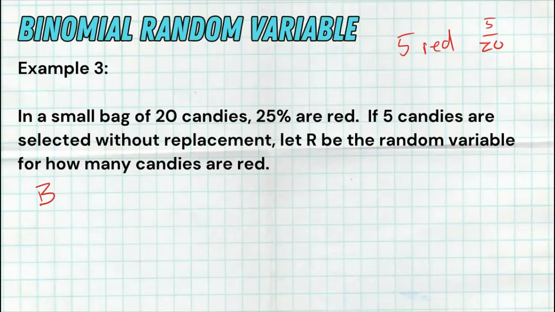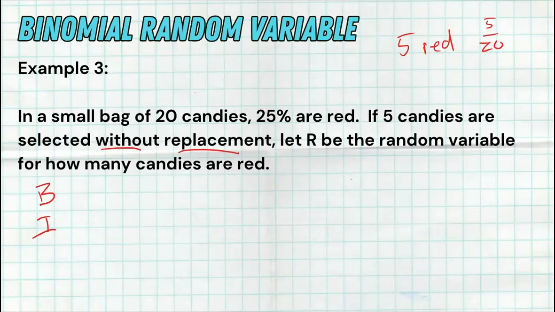Okay, let's check our bits. Is it binary? Yes, the candy's either red or it's not red, so that checks out. Is it independent? Does the probability stay the same? And does each trial not have to do with the next? Well, this is where we run into a problem again. It says we're selecting without replacement.